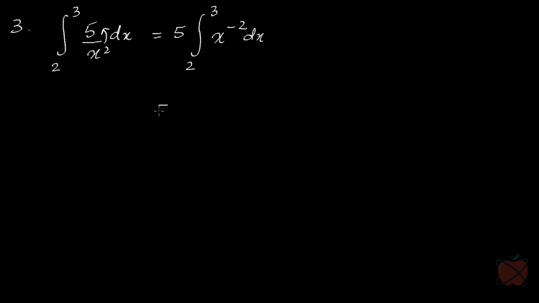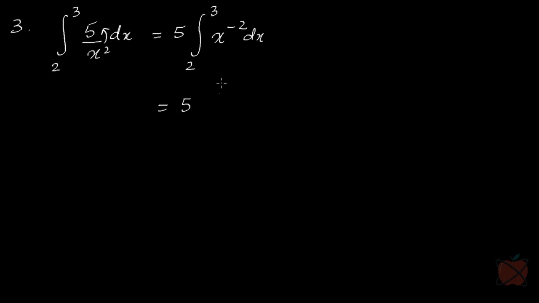Let's go to the third example. Let us take, let's say, from 2 to 3 of 5 by x squared dx. Now this 5, which is a constant, always a constant, you can take it out of the integration sign. So this is 2 to 3, and then this x to the power 2, you never put it in the denominator. You take it up into the numerator, so you get x to the power minus 2 dx. Right, so you have 5 here.